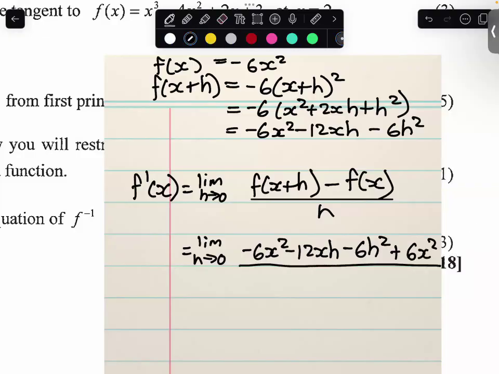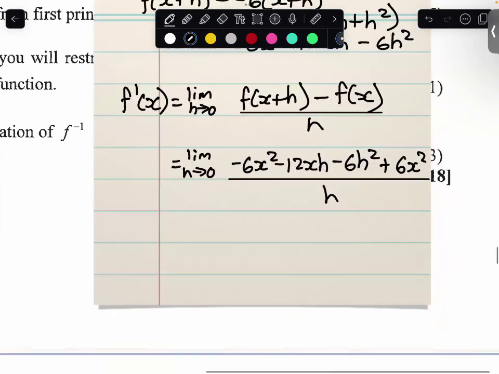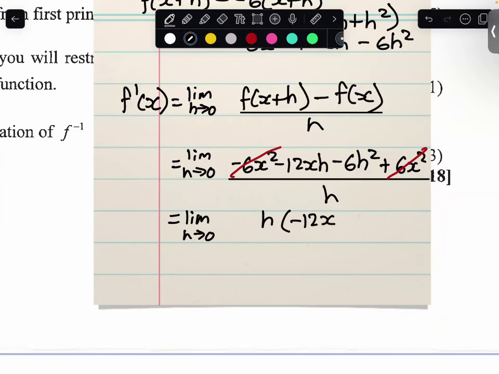This is all over h. Right. This and this end up cancelling out. Positive and negative are the same thing. You're now left with the limit as h tends to 0 of minus 12xh minus 6h squared. I'm going to pull out h as a common factor there on top. Sorry, this is minus 12x minus 6h, all over h. The reason I'm doing that is to cancel out the h in the denominator so that when I sub h to be 0, I'm not left with an undefined solution.